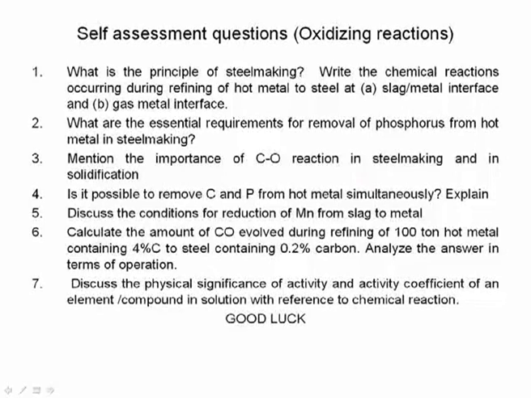Discuss the conditions for reduction of manganese from slag to metal. Calculate the amount of CO evolved during refining of 100-ton hot metal containing 4% carbon to steel containing 0.2% carbon. Analyze the answer in terms of operation. All that I wanted you to understand is how much CO will be evolved and what its implication is in terms of foaming of the slag, and in terms of easy escaping tendency from the atmosphere.